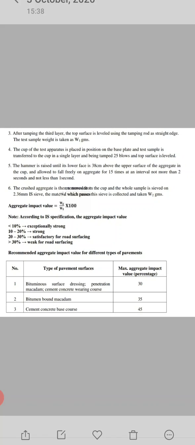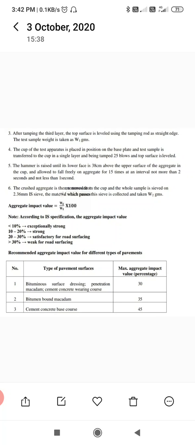The crushed aggregate, the whole sample from the cup, is then sieved through the 2.36 mm IS sieve. Whatever is retained after the crushing, you again have to sieve using the 2.36 mm IS sieve, and the material which passes this sieve is collected and taken as W2 grams. Whatever material passes, you have to take into account, that is W2 grams.